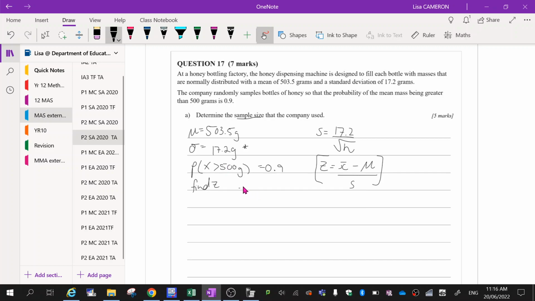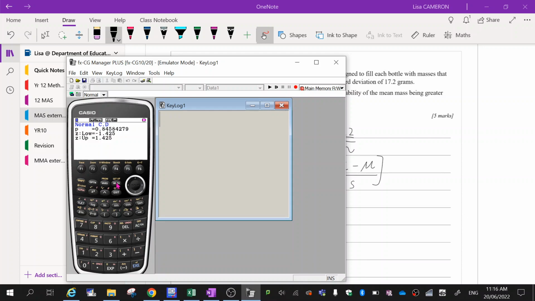Now, if I think about this as a picture, there's 500. We want it to be larger than 500. So we've got a lower, we've got an upper, we've got an area. So let's go to our calculators. We're going to go to menu, statistics. So we've got a lower, we've got an upper. Let's just chuck some stuff in and see what happens.